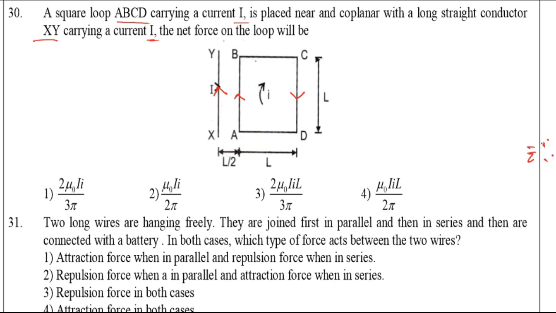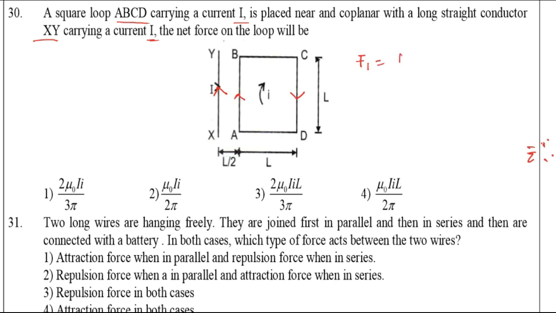Now AB and CD contribute to the net force, because the force acting on BC and AD will be 0 as they are perpendicular. These two are in the same direction, so these are attractive forces. XY and CD are in opposite directions, and if current is flowing in opposite directions, the force is repulsive. So first of all, the attractive force between XY and BA is F1.